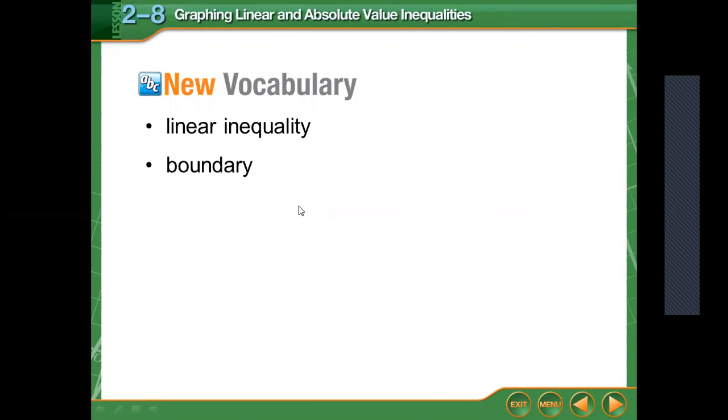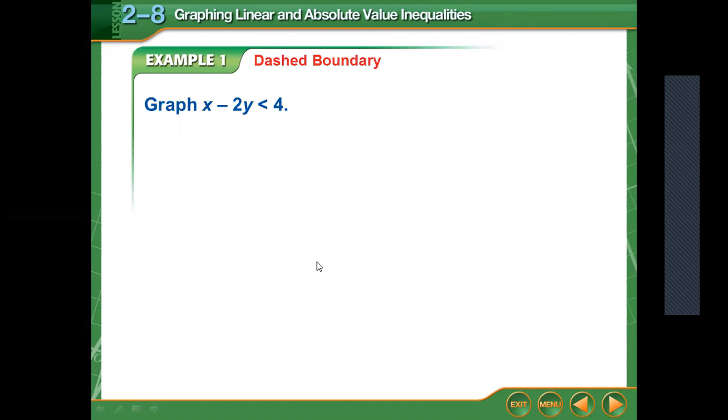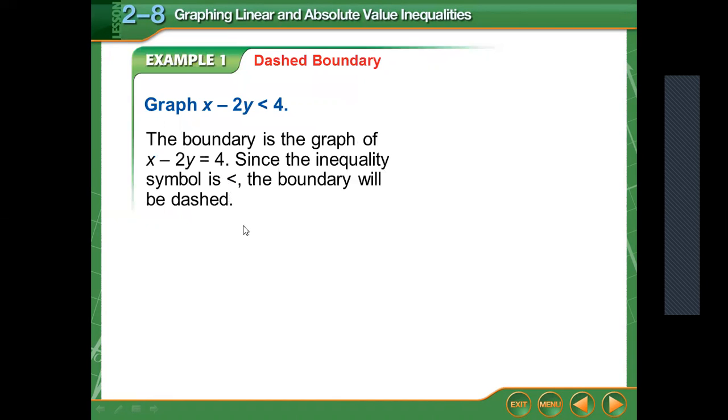All right, Mr. Claxton Algebra 2 students, what we're looking at here is a review of the graphing of linear inequalities, and then we're going to merge that with the graphing of absolute value inequalities. So we've got two definitions there to look at, a linear inequality and a boundary. An example of a linear inequality is x minus 2y is less than 4. And what this means is we're going to try to graph the line that would be that line, x minus 2y equals 4, except for it's less than.